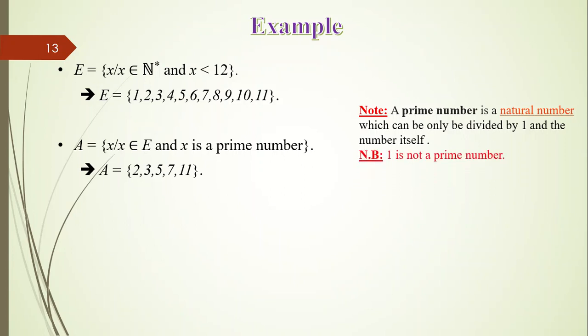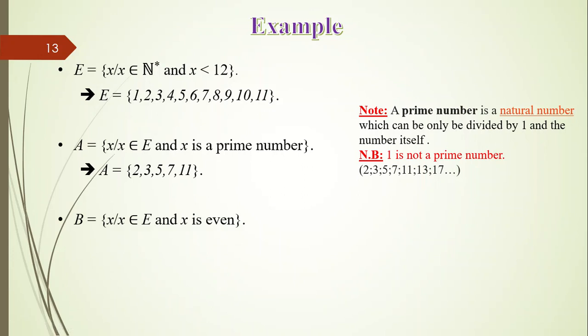And we have to pay attention that 1 is not a prime number, okay? So the prime numbers are 2, 3, 5, 7, 11, 13, 17, etc. So here in the set E, the prime numbers are 2, 3, 5, 7, and 11.